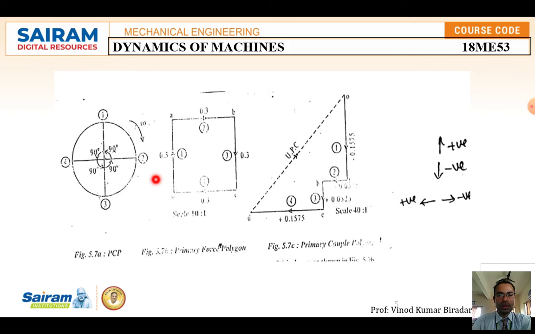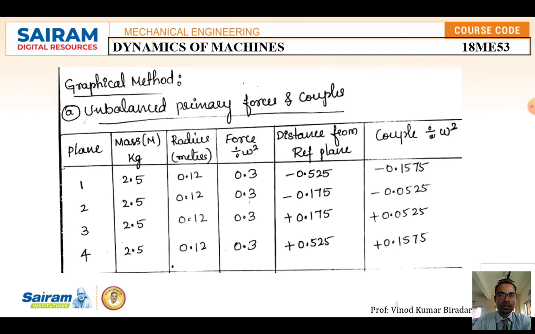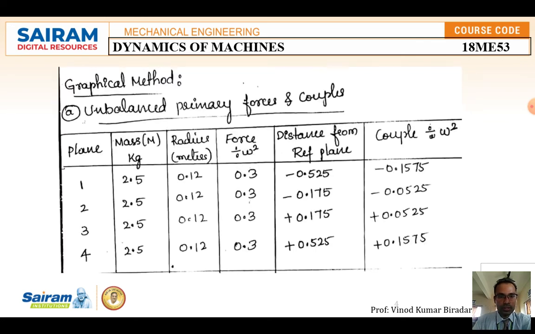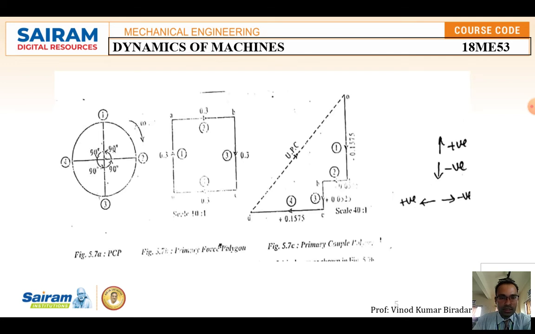Okay, coming to the primary couple polygon. In the couple polygon, take the positive value upward and the negative value downward. Otherwise, you consider the positive value horizontal, positive on the left-hand side and negative on the right-hand side. So this is negative and this is positive. Coming to this couple polygon, my first one is minus 0.175, that you have to take here on the right-hand side, positive values.